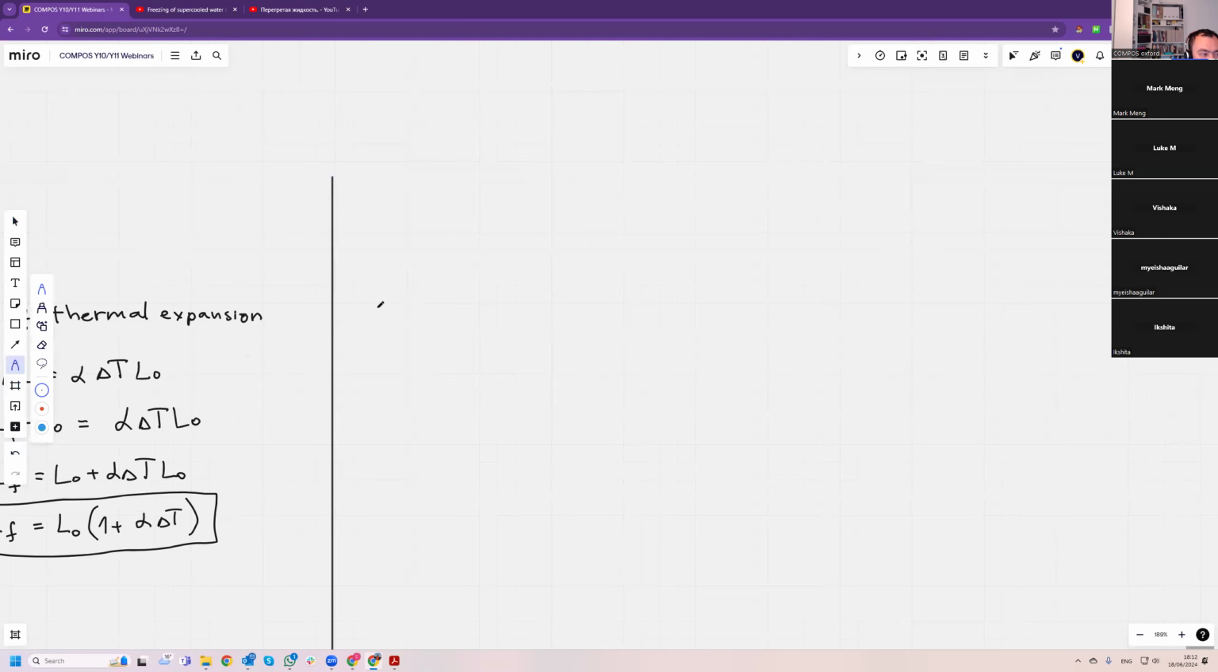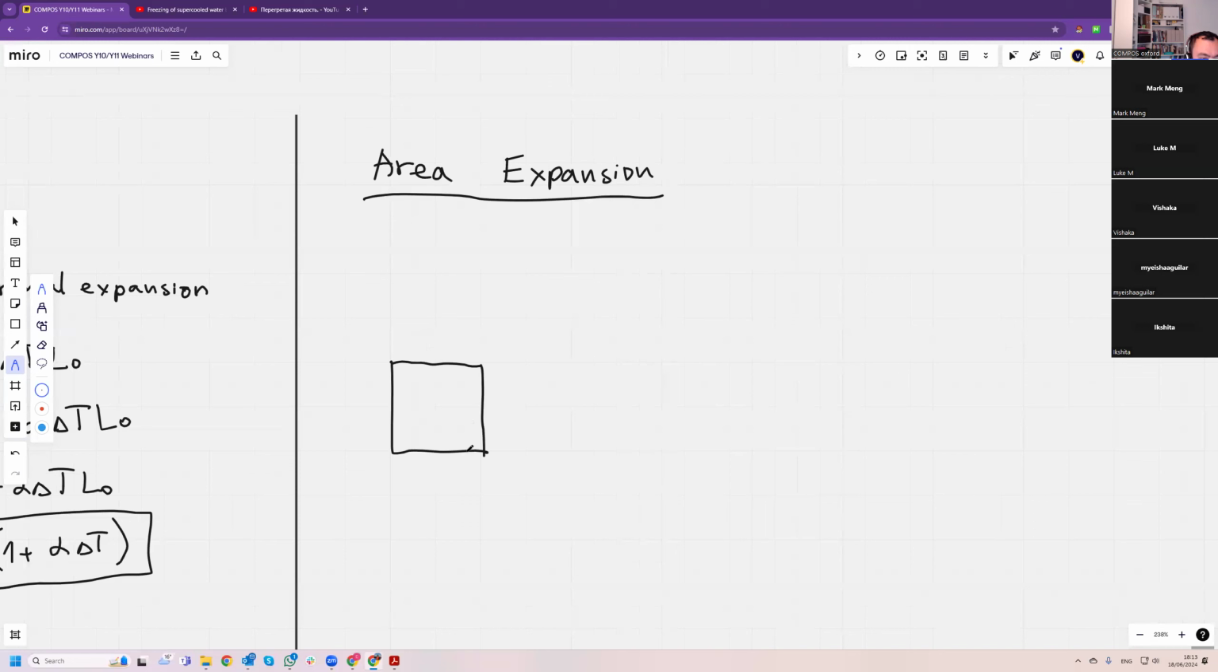Area expansion. If we take, let's say, a square plate, and this is L0, and this is L0, so the area is L0 squared.